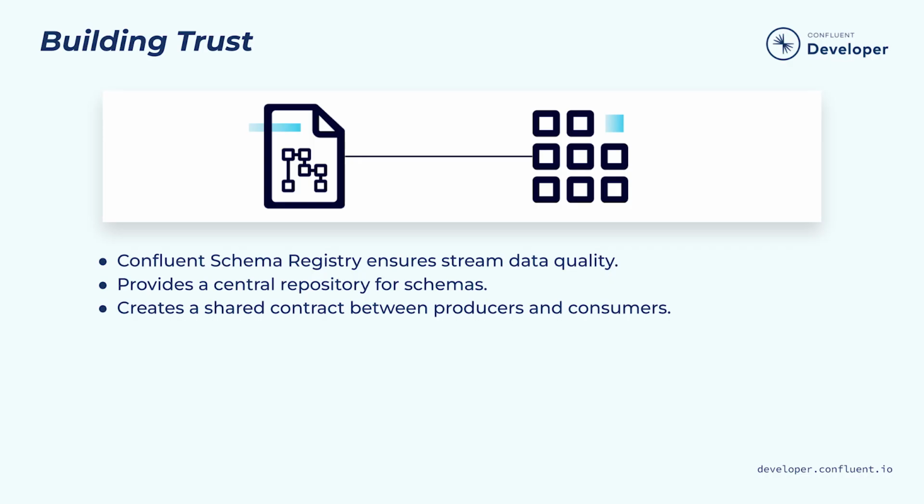The Confluent Schema Registry is there to ensure the quality of the data in our streams. It provides a centralized repository to establish the rules of how the data should be structured. These rules help build trust in the stream. They allow producers and consumers to share an enforced contract that ensures the data will be readable by anyone who needs it.